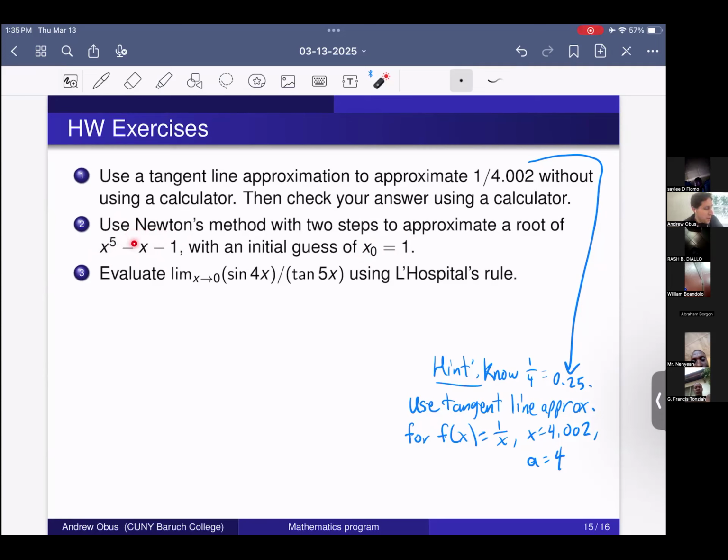So use Newton's method. Start with a guess of x0 equals 1. That's maybe kind of close to a solution. You plug it in, you get minus 1. Maybe that's kind of close to 0. And then after 2 steps, you're going to see that you get very close to an actual root here. Okay, so that's homework exercise number 2.